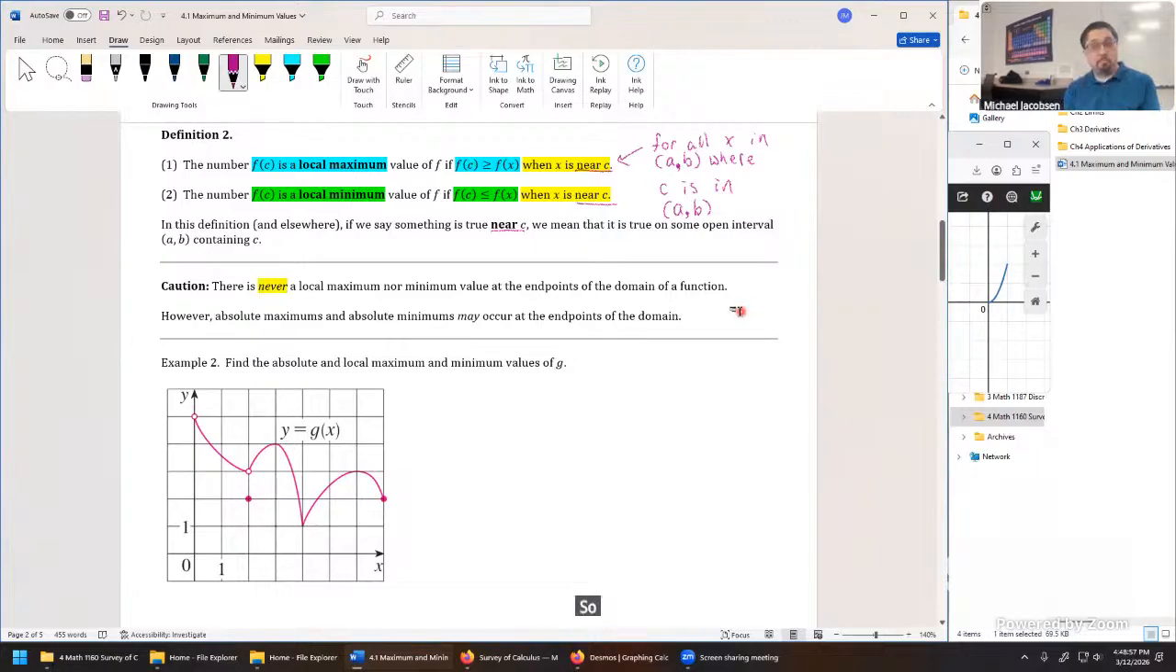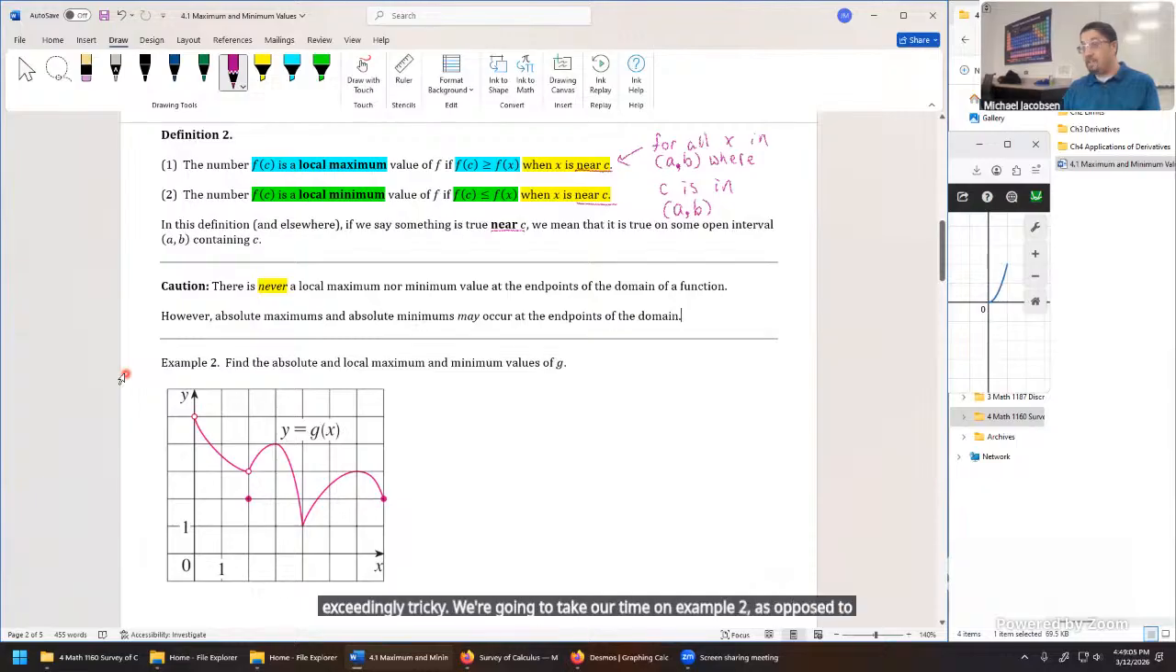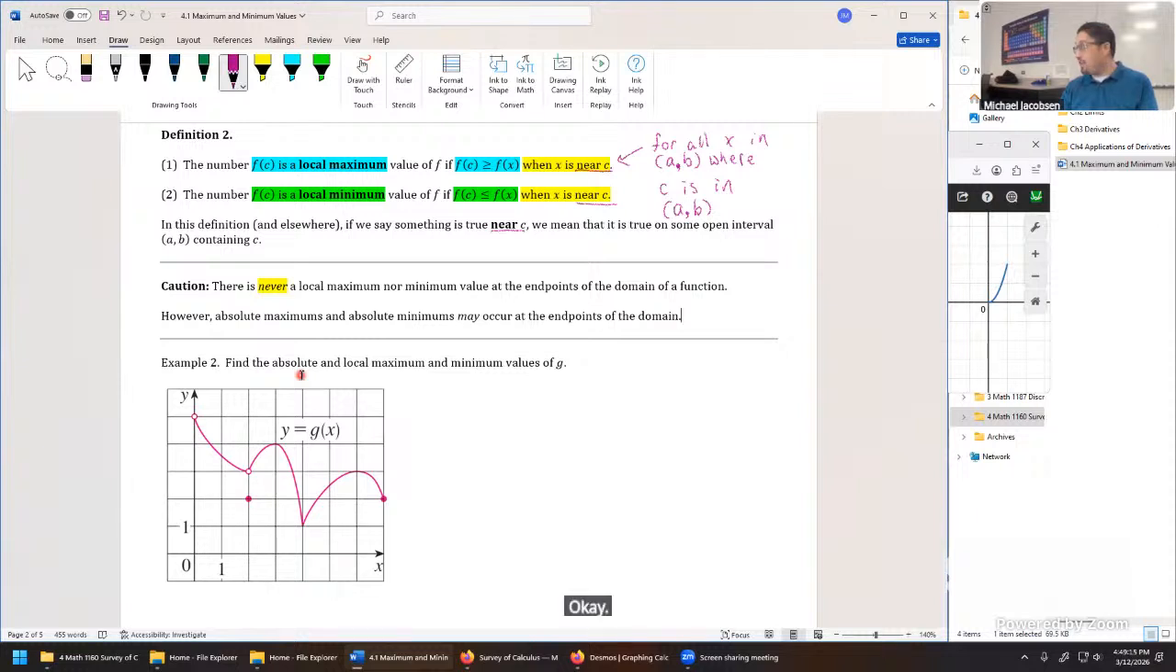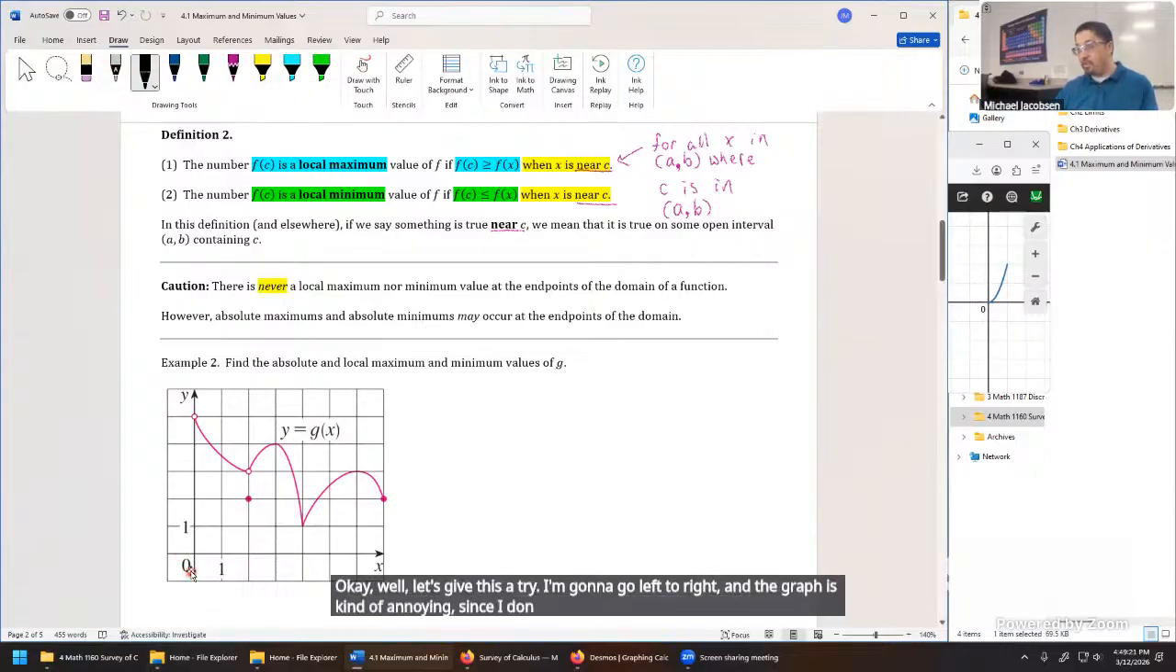So that makes both sets of definitions, absolute versus local, exceedingly tricky. We're going to take our time on example 2 as opposed to example 1 and go through this set of all local maximums and all absolute maximums and their minimums. Okay, well, let's give this a try. I'm going to go left to right, and the graph is kind of annoying since I don't have all the values printed on. So let's put these in so we don't have to count them out each time.